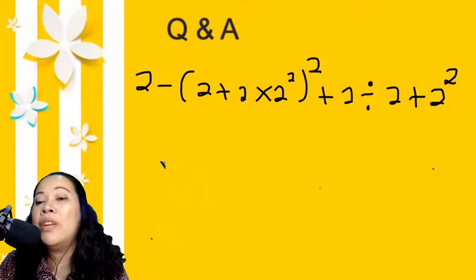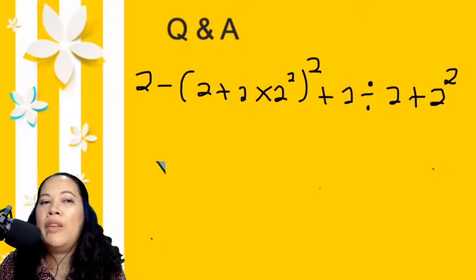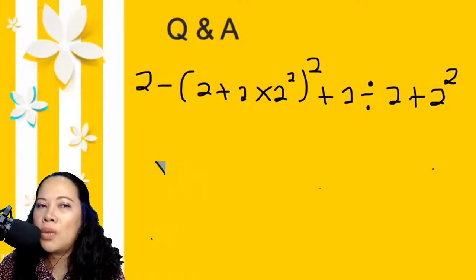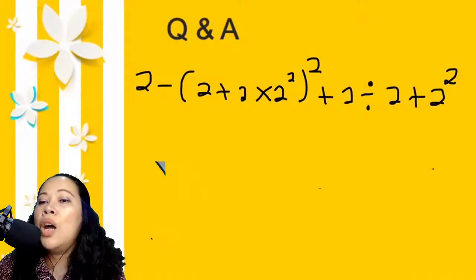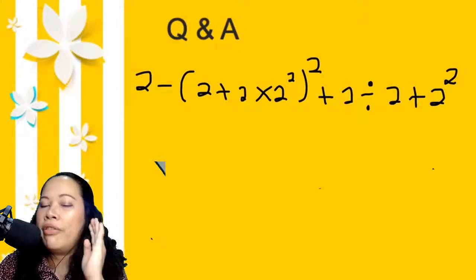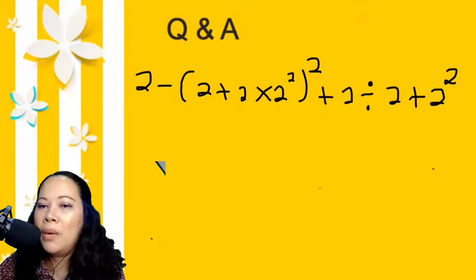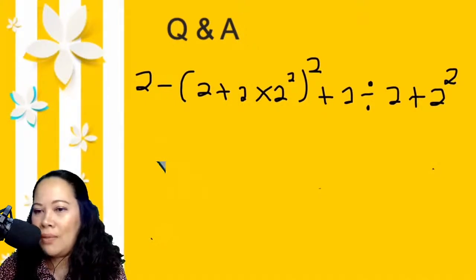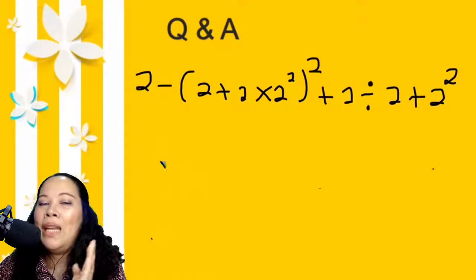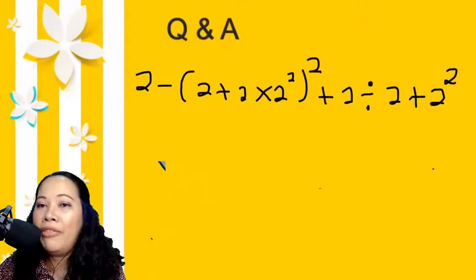So again, even if your teacher would give you a very complicated or complex question such as this, do not be confused. Focus on the rule. The order of operations states that brackets first, whatever is inside the bracket should be done first. And if inside the bracket has different operations, then we follow the rule as it is.